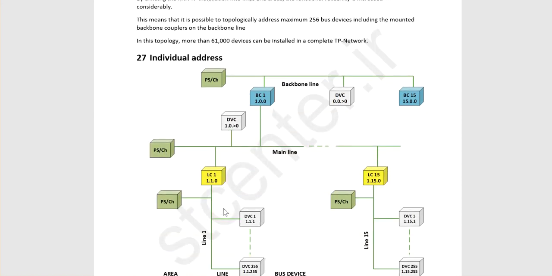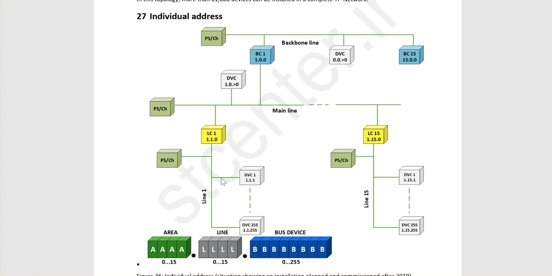Yeah. Then we turn to the individual address. So what can we do with the individual address? You remember we have the area, line, device. So each device has an individual address with 3 parts. You can see in line 1, the device number 1, the individual address is written 1.1.1. It means this is the first device in line number 1 and in area number 1, okay? And this is the 255th device in line 1 and area 1, this power supply unit.